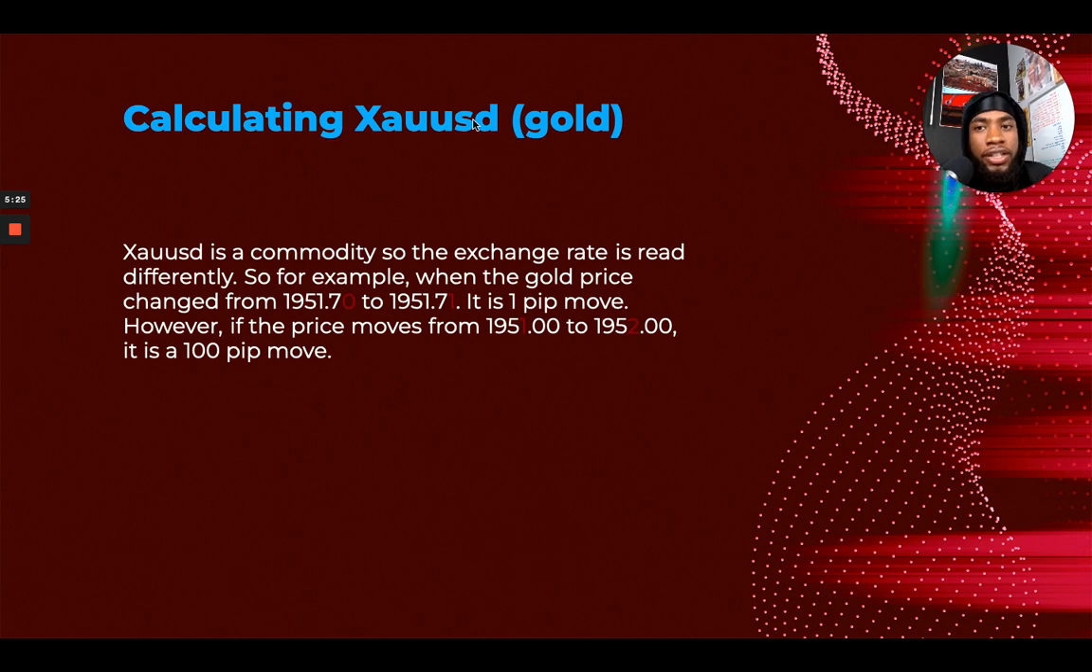So now we're going to calculate these pips on gold. So gold, as is read in the Forex market, XAUUSD, gold is a commodity, so the exchange rate is read a little bit differently. So, for example, when the price of gold changed from 1951.70 to 1951.71, this is going to be represented by a 1 pip move. However, if price was to move from 1951.00 to 1952.00, this is actually going to be a 100 pip move, right?